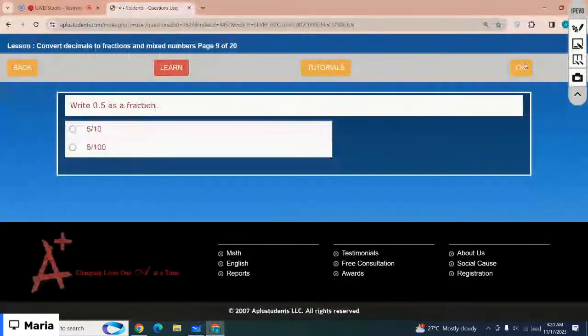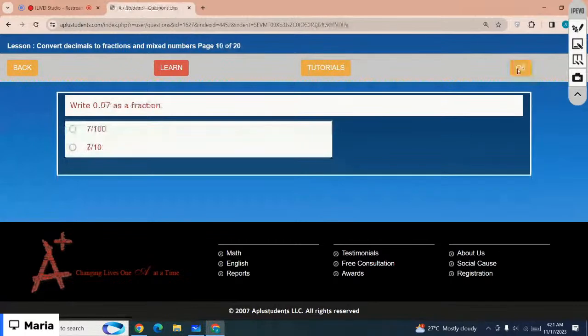Okay, write 0.5 as a fraction. So how do you write? So which option is the correct one? You have only one digit after the decimal, so that would be 5 over 10. Option number 1 is the correct option.